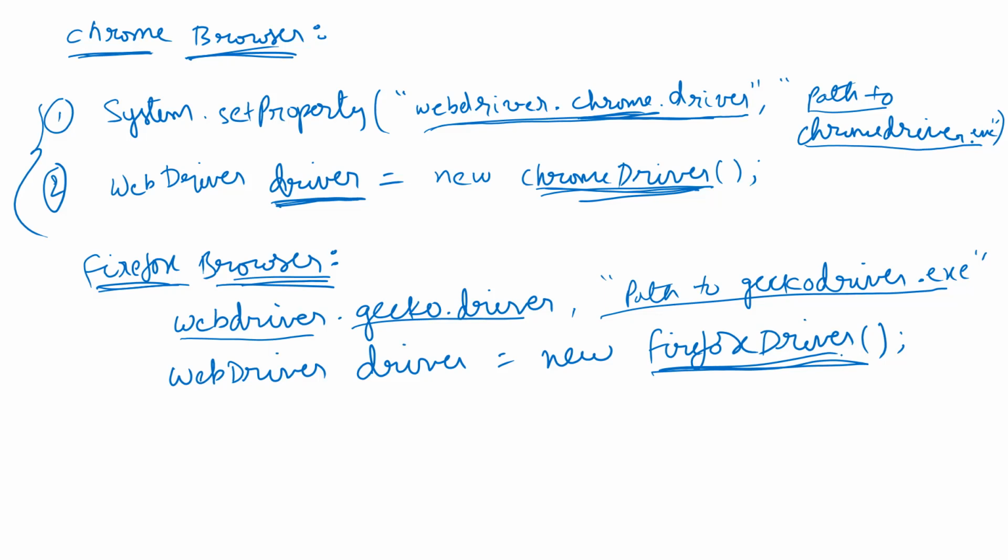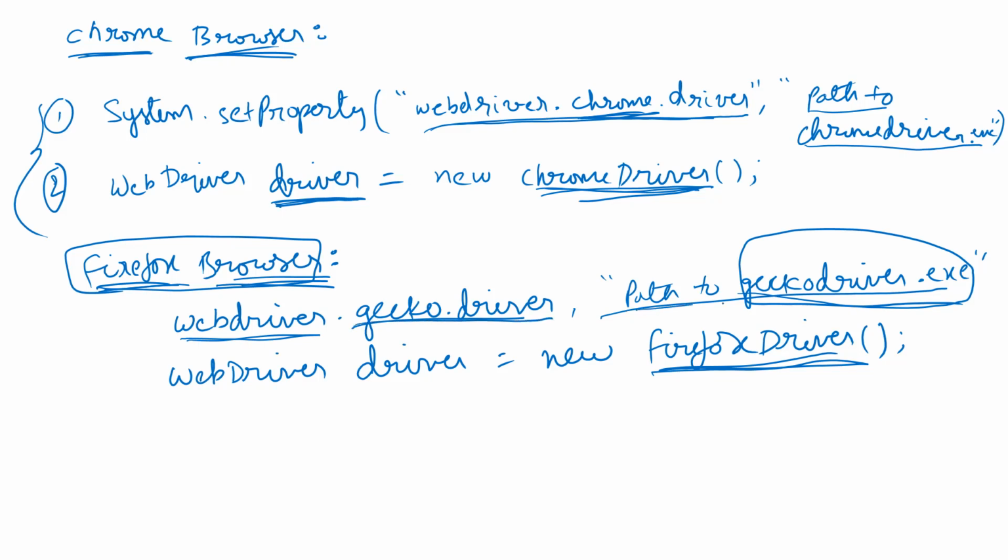So before creating our script for Firefox browser, we have to download geckodriver.exe first. Then we can write these steps: System.setProperty of webdriver.gecko.driver and the path to the geckodriver.exe file, and then we can create the driver object using new FirefoxDriver. So first let's see how to download the geckodriver.exe file.